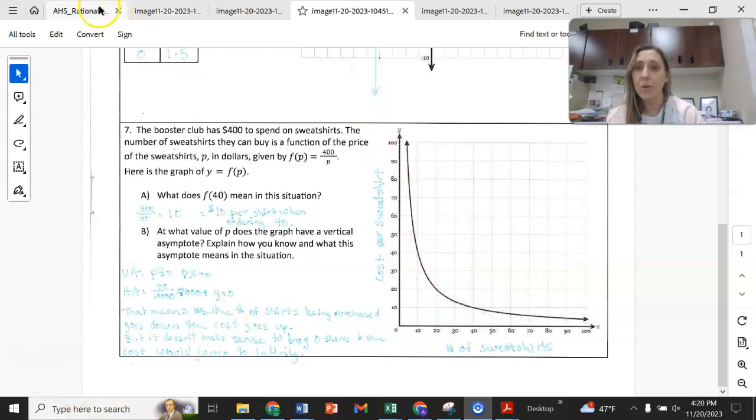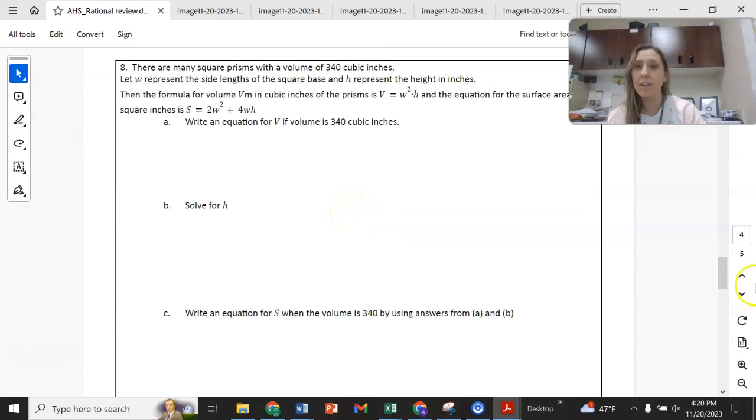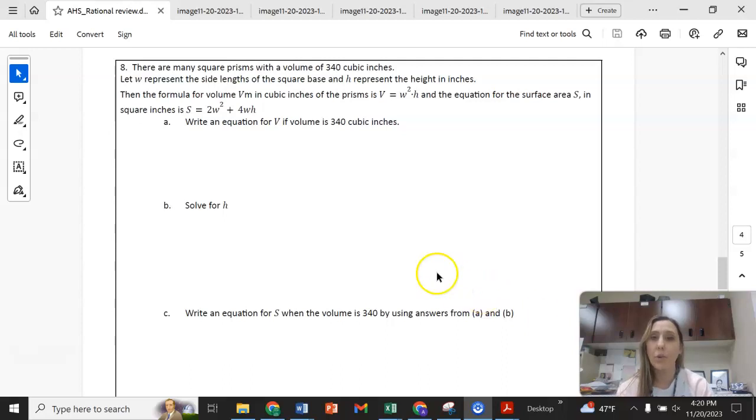Go ahead and go to the next one, which is this one right here. There are many square prisms with a volume of 340 cubic inches. Let W represent the side lengths of the square base and H represent the height in inches. Then the formula for the volume V in cubic inches of the prism is V equals W squared times H. And the equation for the surface area S in square inches is S equals 2W squared plus 4WH. So what I want you to do is answer these 3 questions. Hit pause and do that.